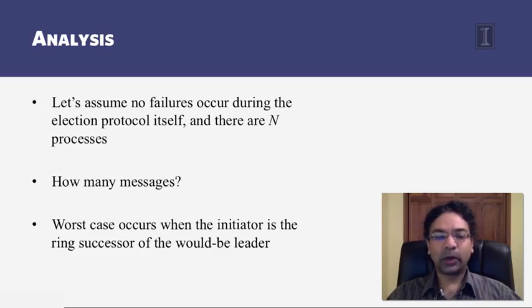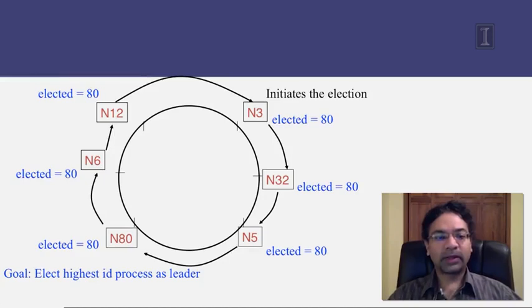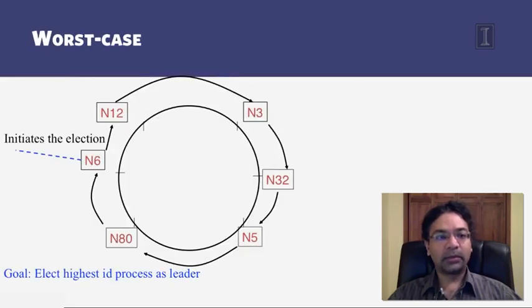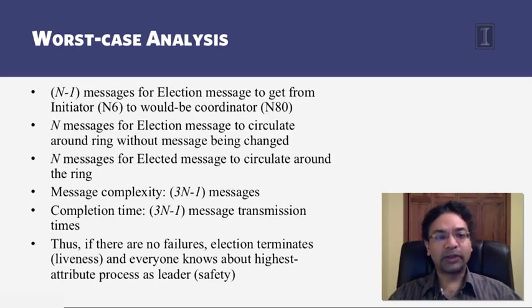So essentially, going back to the previous slide, if the initiator of the leader election protocol would have been N6 in this particular case, that would be the worst case. Essentially, the initiator would be the successor of the would-be leader. Why is that? Well, let's see what happens. So if N6 is a process that initiates the leader election protocol, there are n-1 messages needed for the election message to get from the initiator to the would-be coordinator, because it loops from N6 all the way back around to N80. Then N80 marks the election message with its own ID.